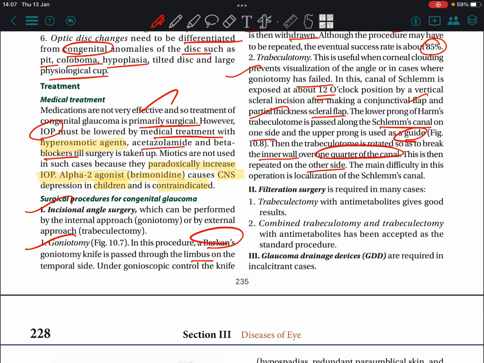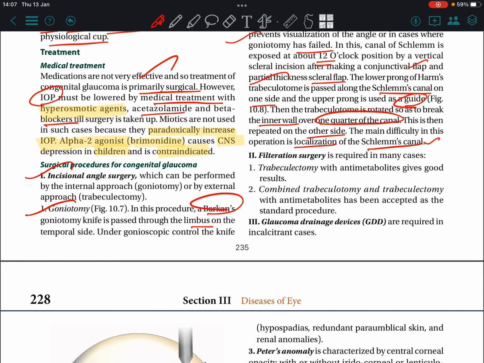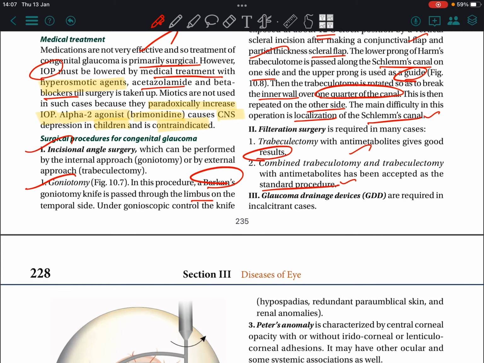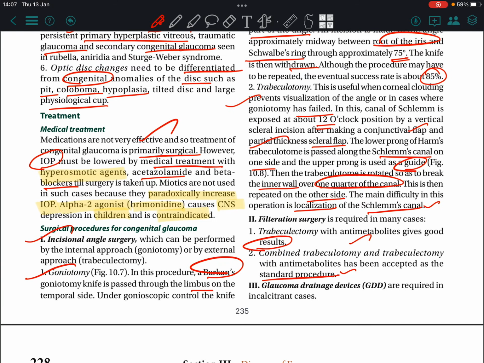The main difficulty in this operation is localization of Schlemm's canal. Filtration surgery is required in many cases. Trabeculectomy with antimetabolites gives good results. Combined trabeculotomy and trabeculectomy with antimetabolites has been accepted as a standard procedure. Glaucoma drainage devices are required in intractable cases.